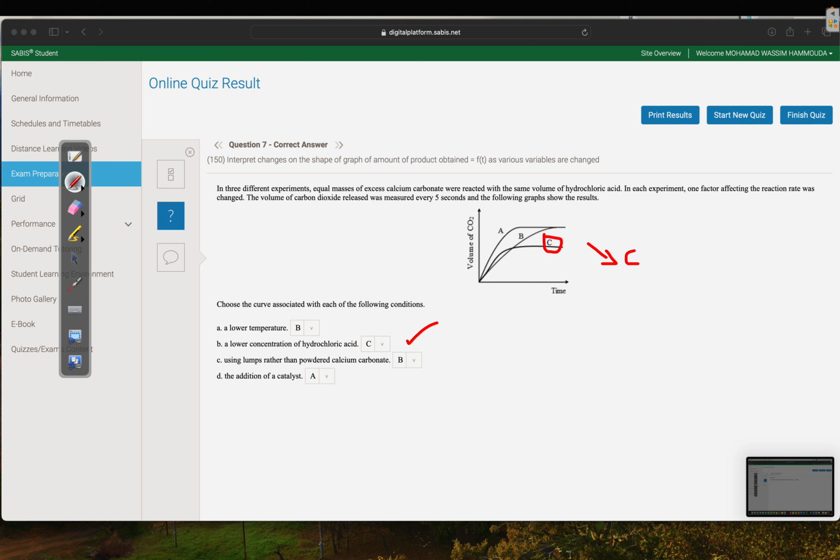This could be due to a decrease in temperature and a decrease in surface area, or by what they say here, using lumps instead of powder. Because if we use lumps instead of powder, the surface area will decrease, which, as I said last question, I won't repeat after this, will decrease the collisions and decrease the effective collisions. And since A is more steep, the addition of the catalyst, which is A, would be the graph. I already explained why a catalyst increases the rate of reaction.